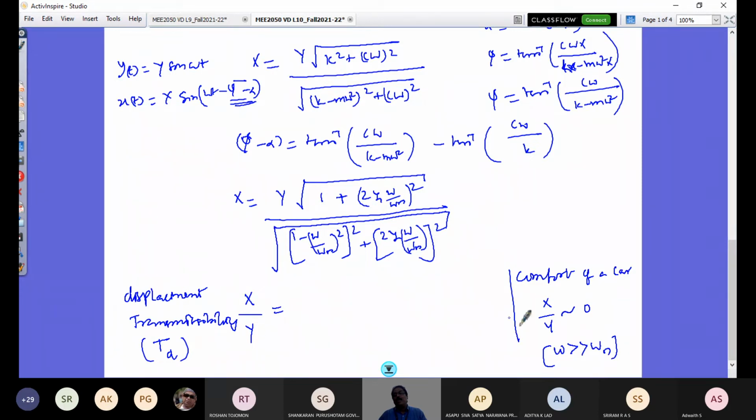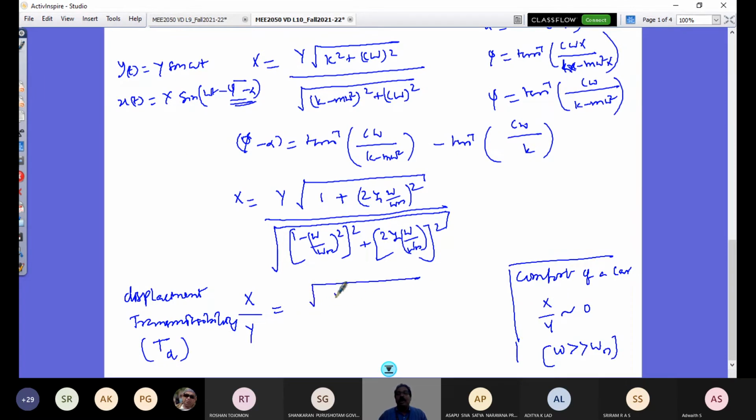So your road texture is your excitation, and you would have this x by y value going to 0, which is preferred for comfort study, and this would be equal to 1 when it is very, very small. So that's what we'll see. So what is that going to be now?